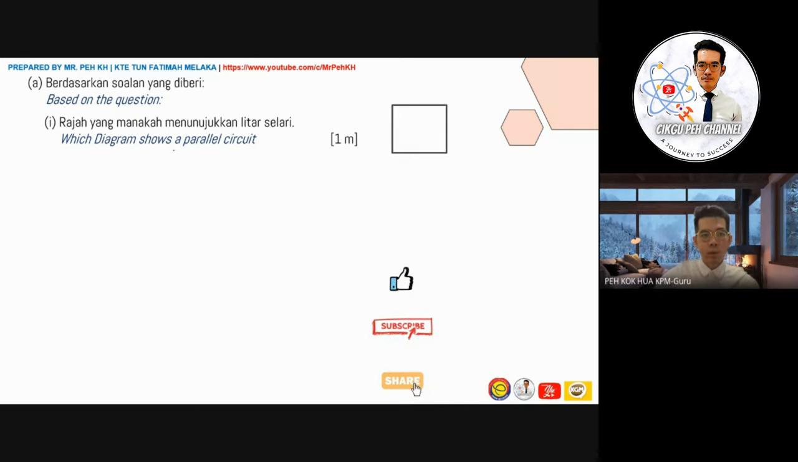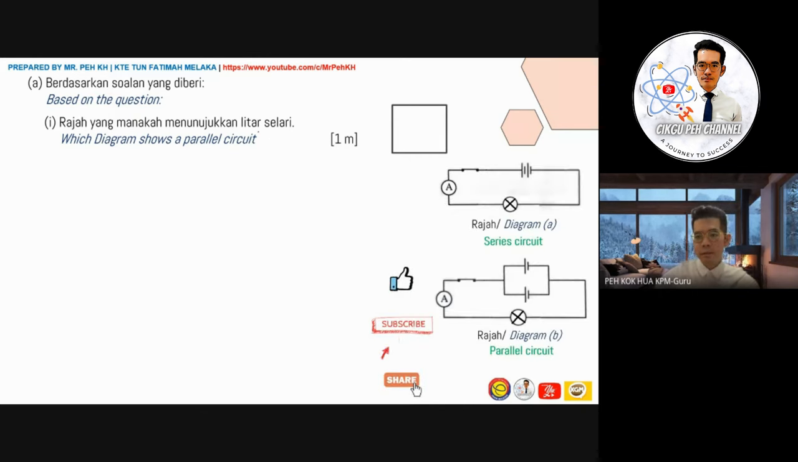Based on the question, which diagram shows the parallel circuit? Okay, so as I mentioned just now, the question does not tell you which circuit is the series circuit or the parallel circuit. So we are already clear that the parallel circuit refers to diagram B. So this question is actually very easy. You just give B, then you will get the first mark.